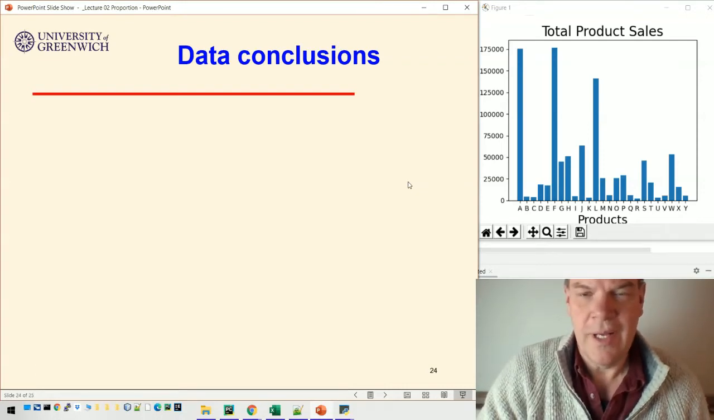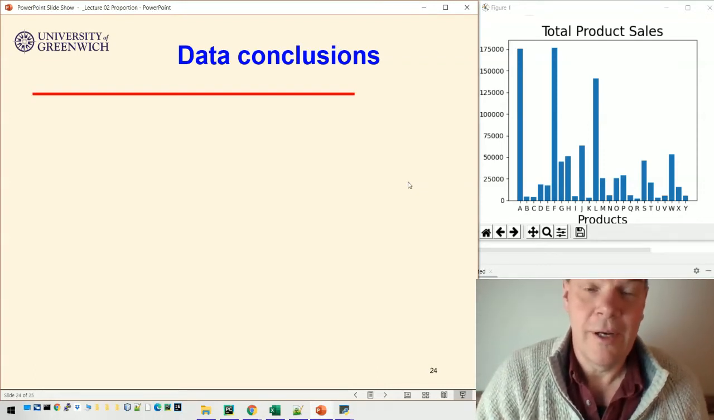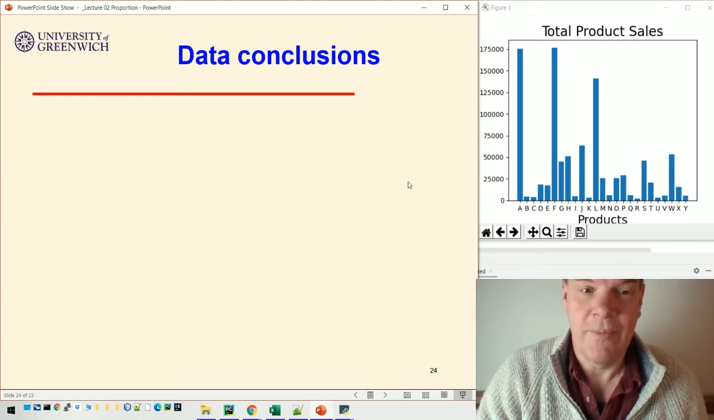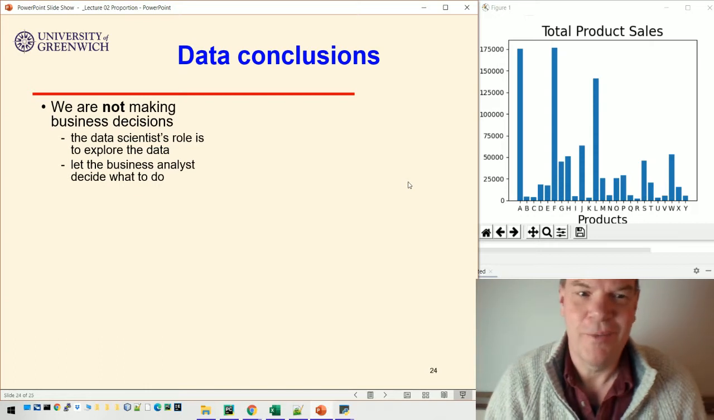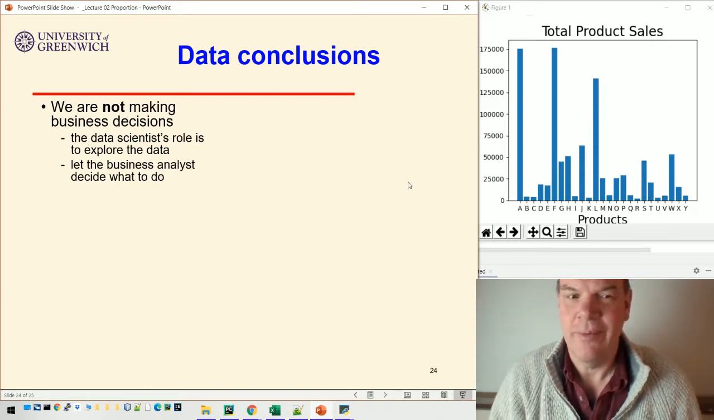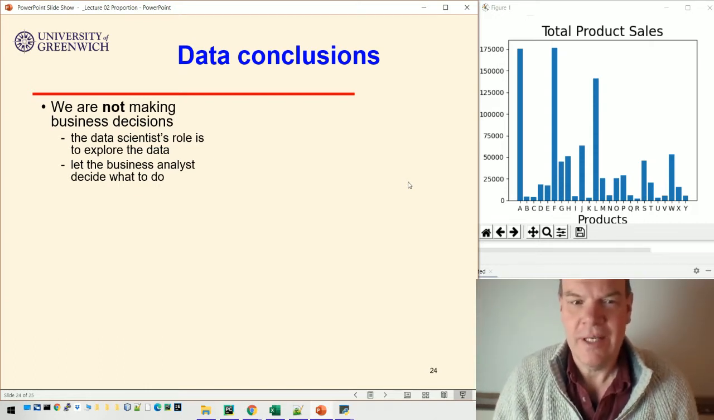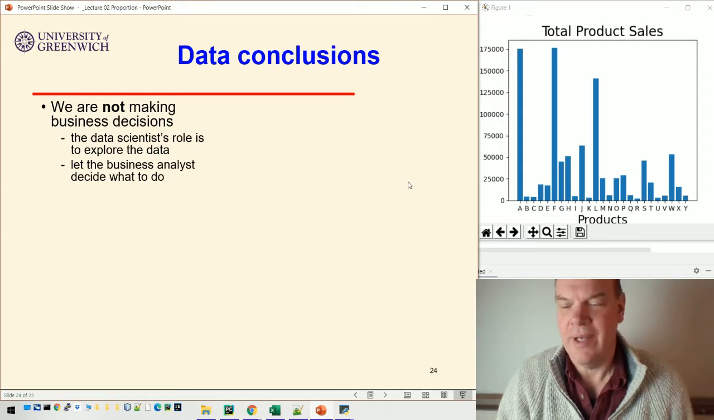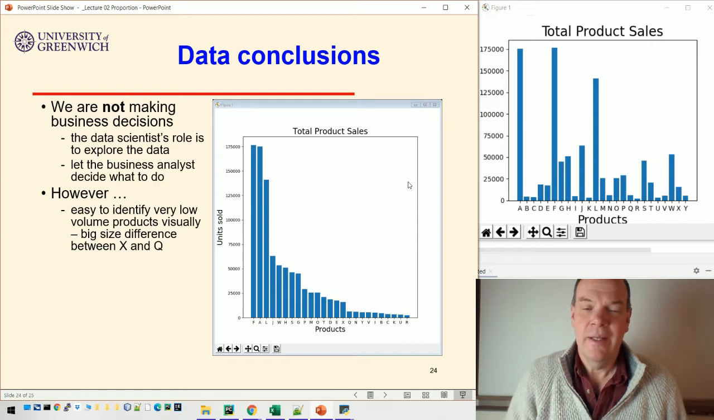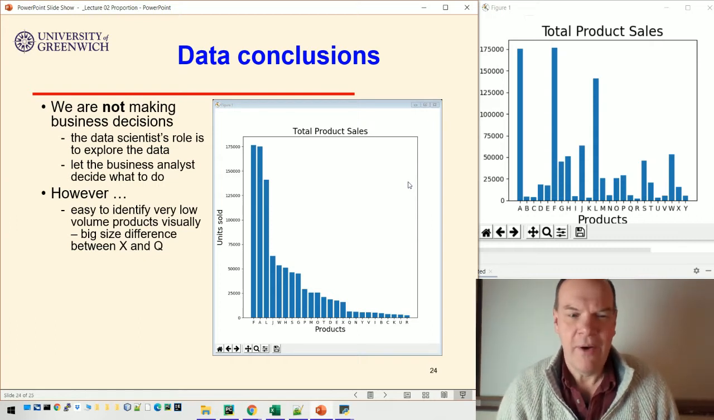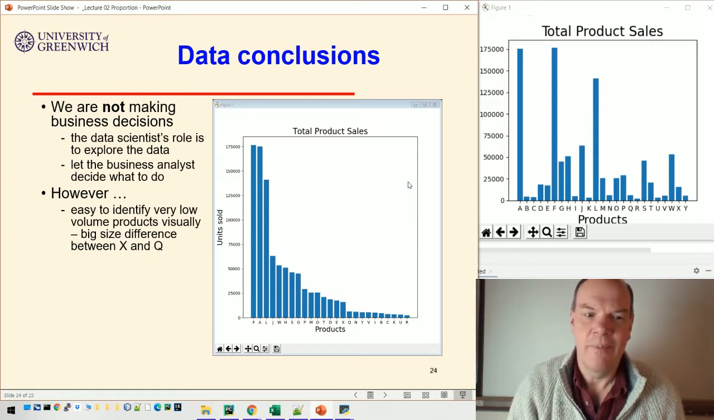So just to finish off the lecture, let's have a look at what we can conclude from the data and what we've seen. As I'll remind you every lecture, we're not making business decisions here. Our role as data scientists is just to explore the data and let other people decide what to do. However, with this chart, it's very easy to identify very low volume products visually.